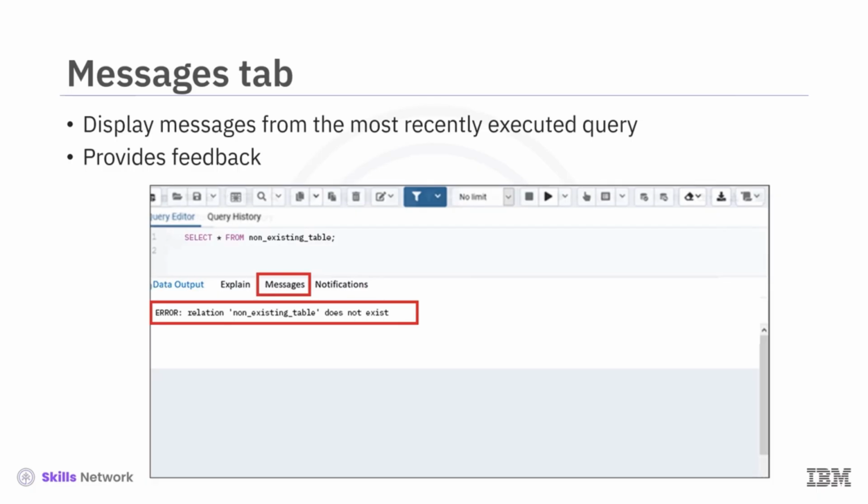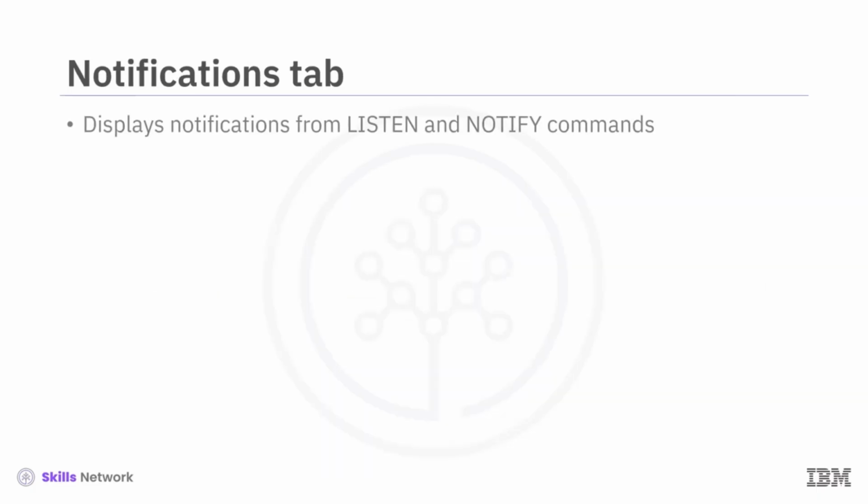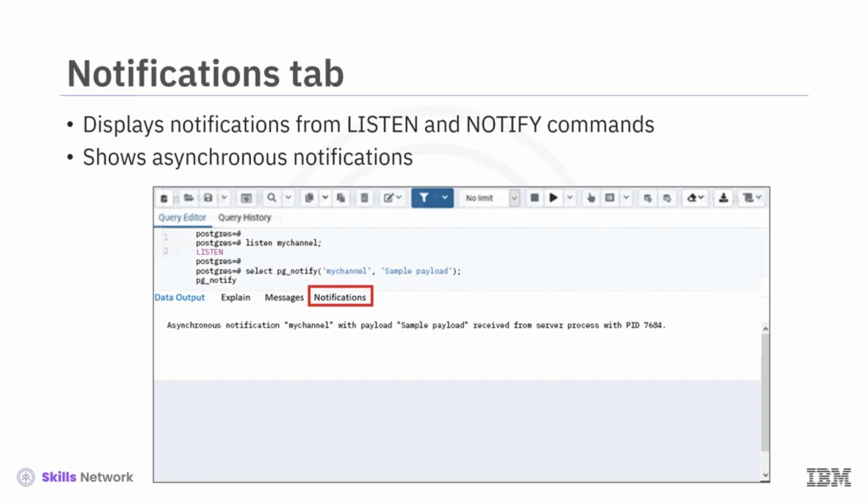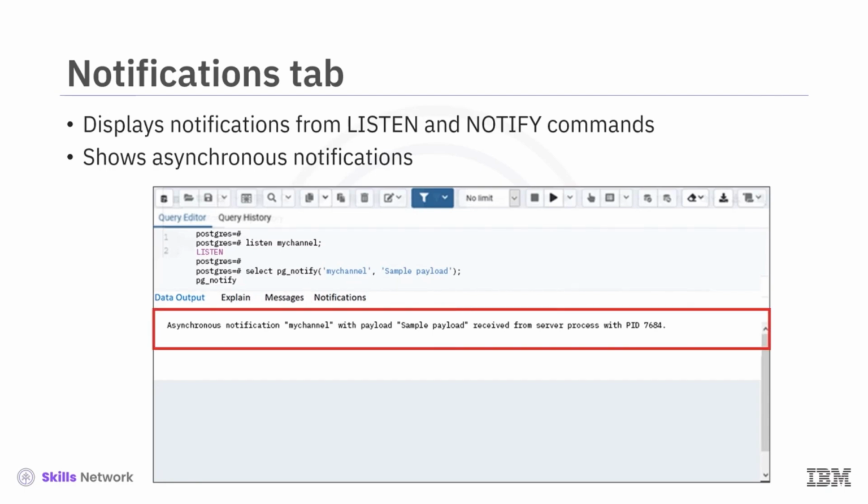The Notification tab displays notifications from PostgreSQL's LISTEN and NOTIFY commands. It allows specific database events to send asynchronous notifications. For example, if a PostgreSQL function or trigger issues a NOTIFY command like NOTIFY my_channel, 'sample payload', and your pgAdmin session is listening on my_channel, the Notifications tab would display details like the channel name, my_channel, the payload, sample payload, and the time of the notification.